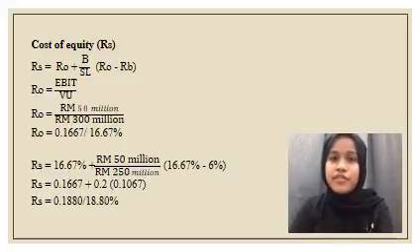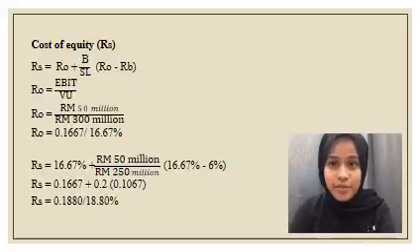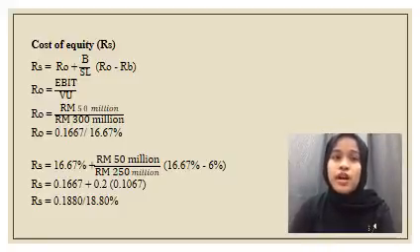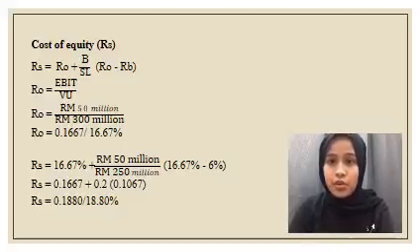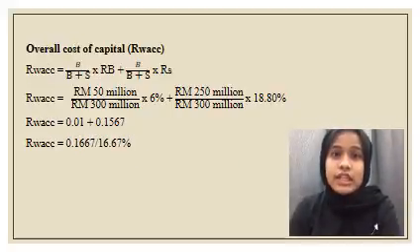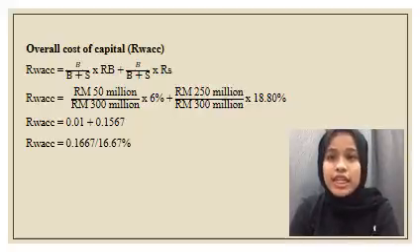So we can find RS equal to 16.67% plus 50 million divided by 250 million multiplied by 16.67% minus 6%. So RS, the answer is 0.1880 or 18.80%.